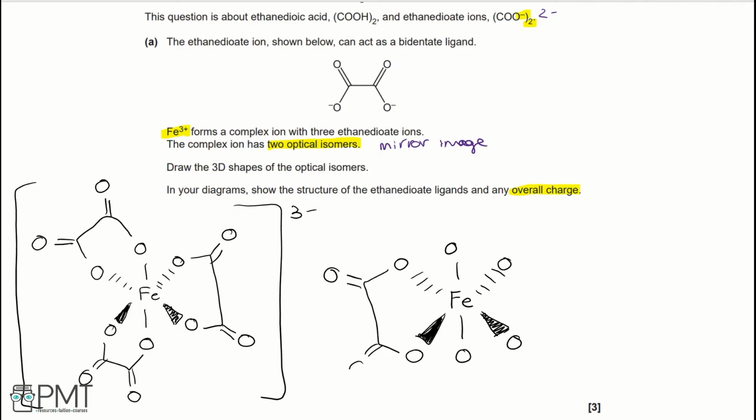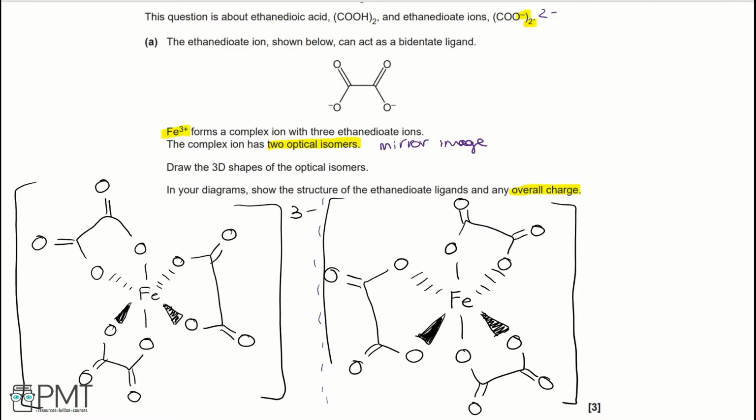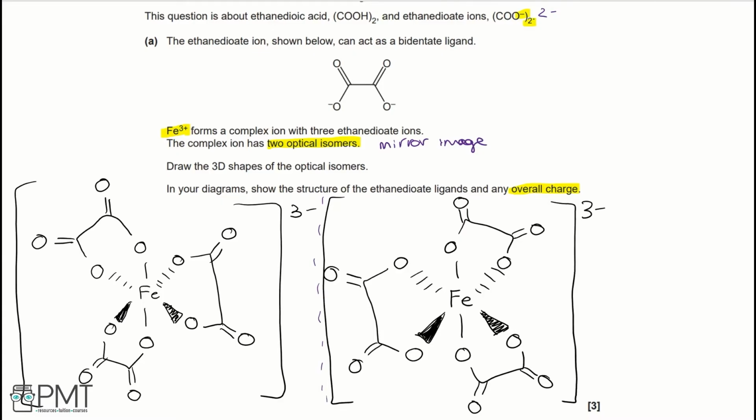So, as you can see, we can imagine a mirror line, and that is what we're using as our guide to complete the shape of this optical isomer. And then once we've completed the shape, we need to add its overall charge, which would be the same. It would be 3 minus. To get the 3 marks for this question, you get a mark for each correct optical isomer in their 3D shape, and then you get a mark for the correct overall charge, so 3 minus.